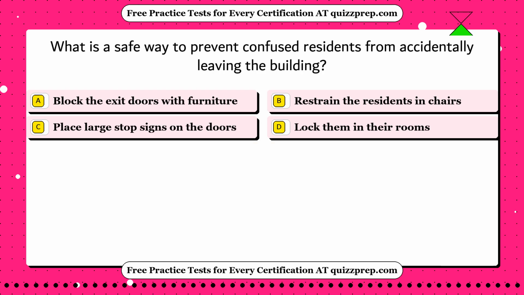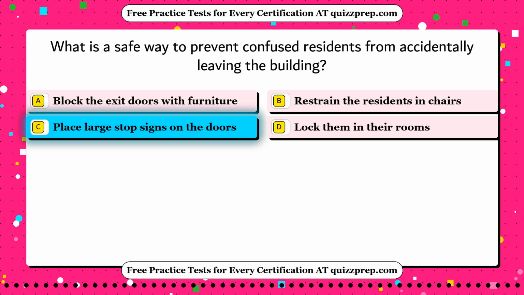Question 172. What is a safe way to prevent confused residents from accidentally leaving the building? Option A, block the exit doors with furniture. Option B, restrain the residents in chairs. Option C, place large stop signs on the doors. Option D, lock them in their rooms.